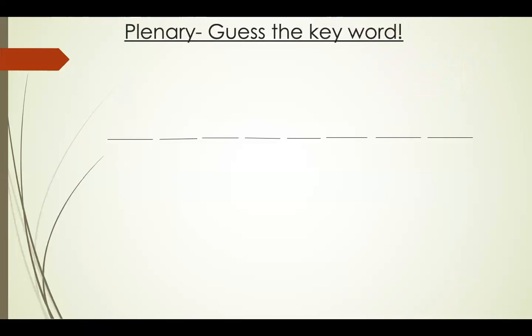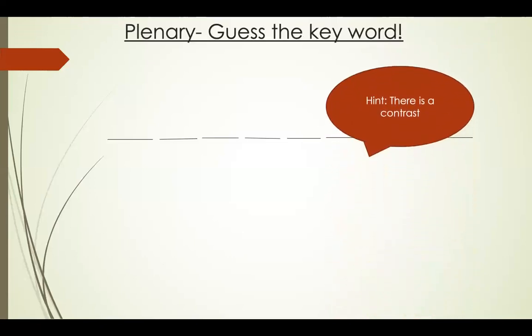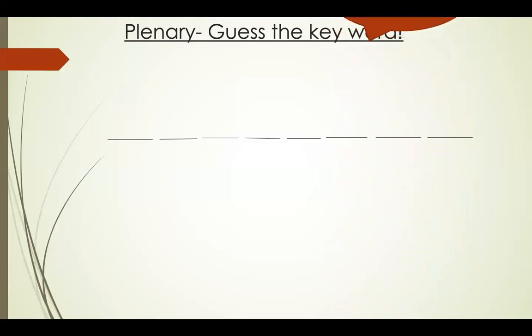And the next one, we have 1, 2, 3, 4, 5, 6, 7, 8. It's an 8-letter language technique. Think about it. It's something that we covered in today's session. It's 8 letters, and your clue is the following. Hint: there is a contrast. 5, 4, 3, 2, 1, and it's disappeared. If you have written oxymoron, that's correct. Okay, so well done. It's because oxymoron is when there's a contrasting meaning. So well done to those of you who wrote oxymoron.